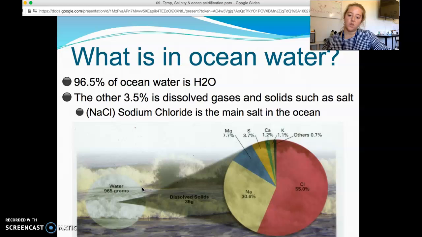If you break that even further into the individual elements, you see that for the most part, you've got that NaCl bond right there. Over half of it is chlorine. The other big chunk of it is sodium. And then we have trace amounts of magnesium, sulfur, calcium, potassium, and less than 1% of what we call others. So we are seeing that the NaCl is the majority of what we've got in the ocean, but we do have others as well, as evident by that sulfur, calcium, potassium, magnesium, and what we called others.